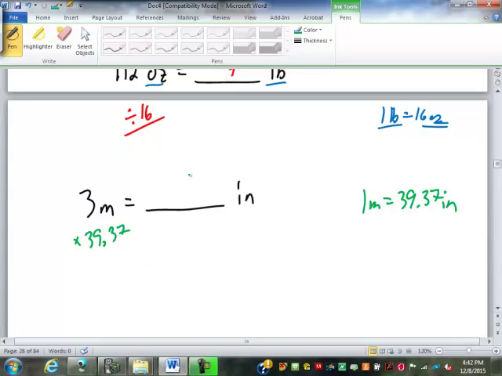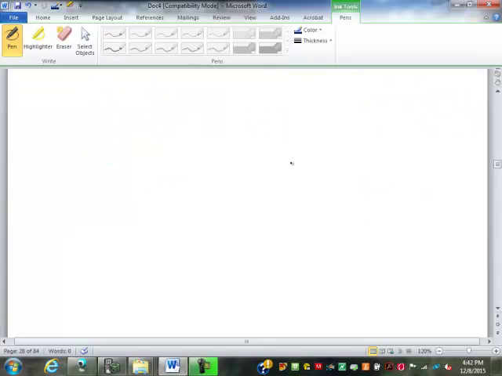So that's going to be what? 118.11. You guys get the point. Now we also did the conversion factor method as well. If you're better with that, that's the way I encourage people to do it, is the conversion factors. But whatever way works best for you. So you have to be able to do that.